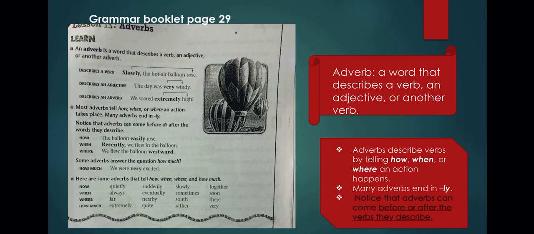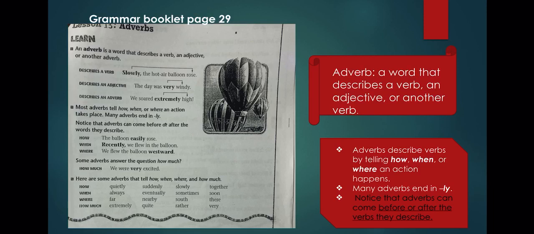Slowly. Another example is about describing an adjective: The day was very windy. Here, windy is an adjective which describes the day, and very describes the adjective. So here we have an adverb which describes an adjective, which in this example is windy.